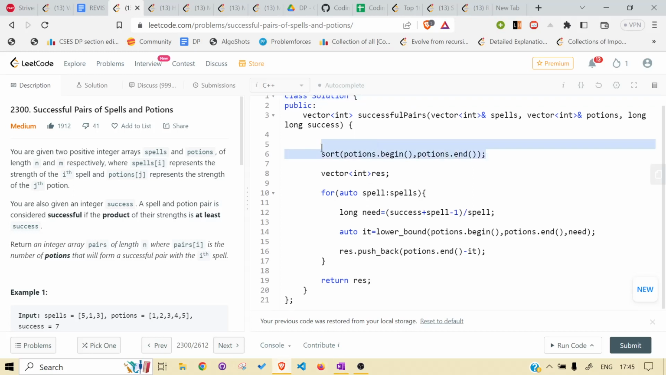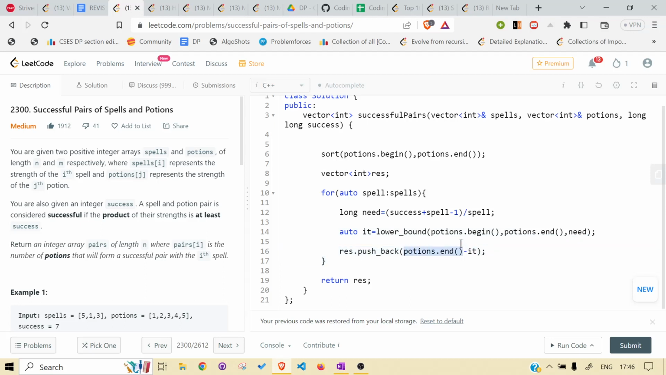So this is the code. We are sorting. This is our result vector. Iterating over the spells. And what we are doing over here is finding the need I wrote over here. You can also name it X. This is for overflow, long, and what we get is the iterator. The iterator points to the value which is greater than or equal to that value need. So when we get that iterator, we just subtract it from the end.